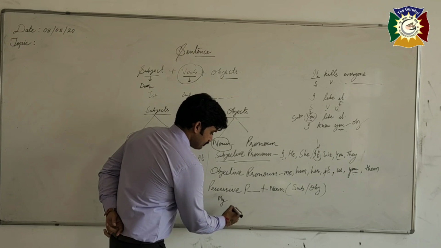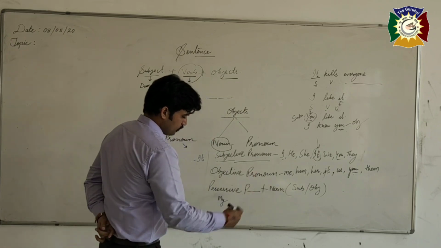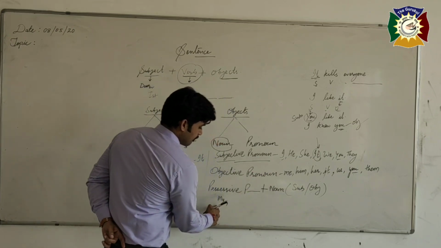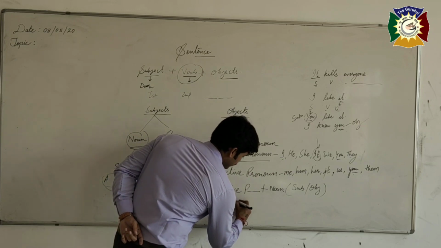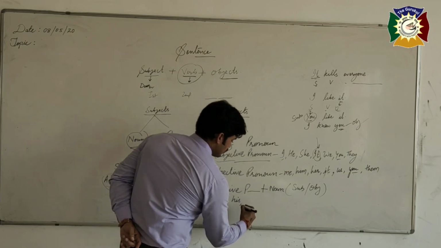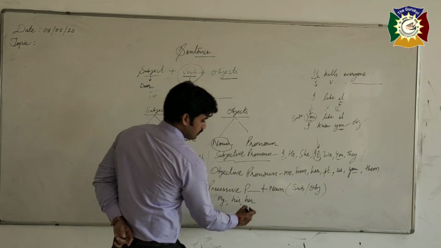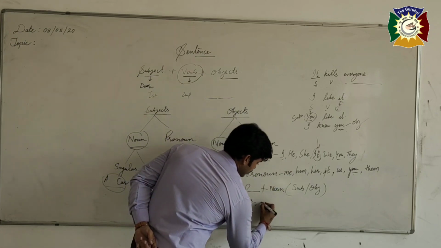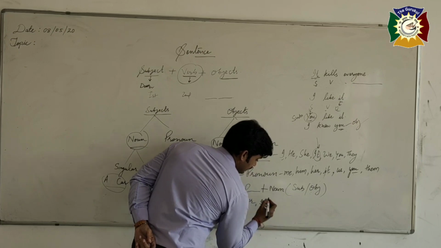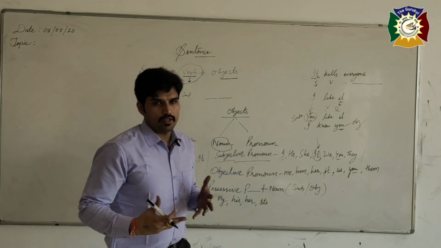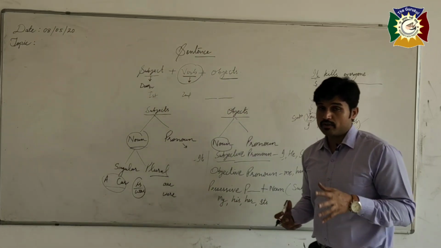So for example, let me write first of all the pronouns. I, we get my, he, we get his, she, from she, we get her, it, from it, we get its. There's one more thing you have to understand about its.